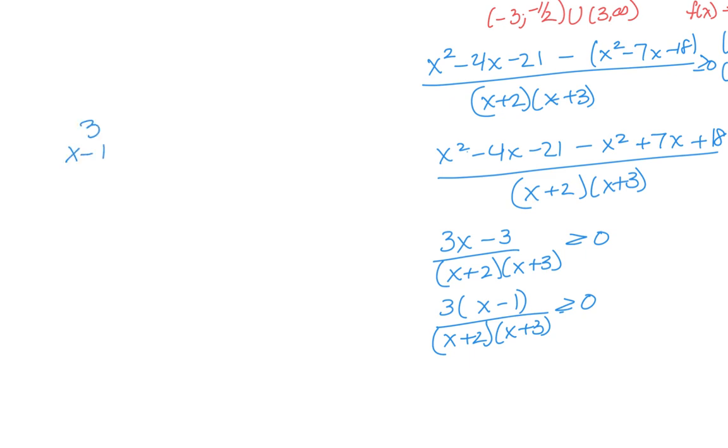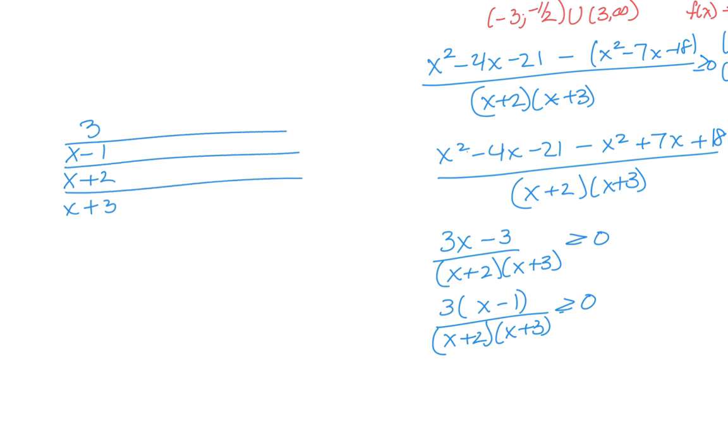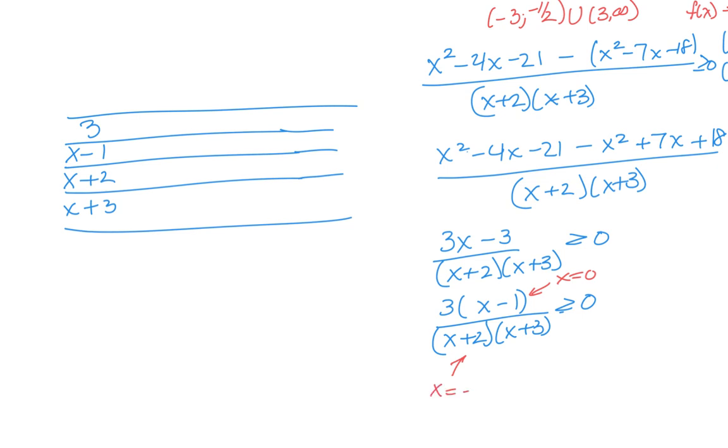3, x minus 1, x plus 2, and x plus 3. Now this 3, because it is positive, isn't necessarily needed in the sign chart, but I'm going to include it anyway for consistency purposes. This produces x is equal to 0, this produces x is equal to negative 2, and this produces x is equal to negative 3. X is equal to negative 3, and because it's from the denominator, this is going to be a vertical asymptote. X is equal to negative 2, which is from the denominator, that's going to produce a vertical asymptote. And x is equal to 1, from the numerator, is going to give me a 0.